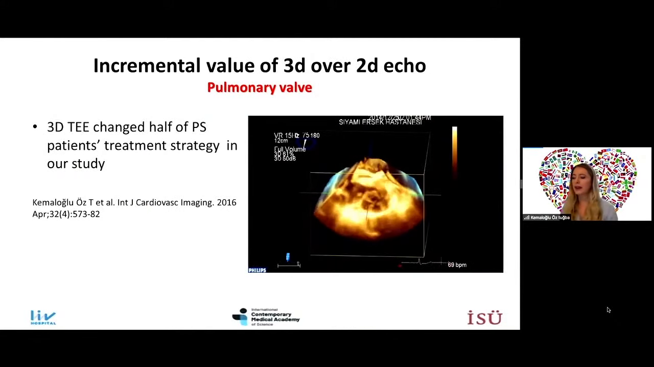The peak gradient and peak velocity of the pulmonary valve can be affected by many situations, as with other valves, like pregnancy, left to right shunt, pulmonary regurgitation. And they may lead to misclassification of pulmonary stenosis severity and also may influence the accuracy of the timing and necessary treatment strategies. Additionally, 3D echo can change half of pulmonary stenosis patients' treatment strategy in our study.